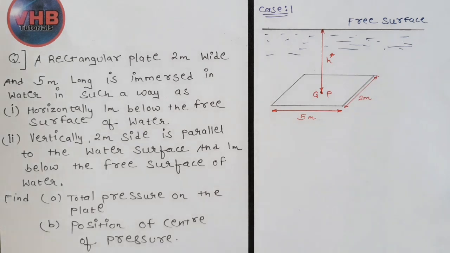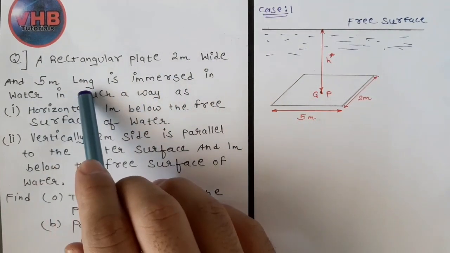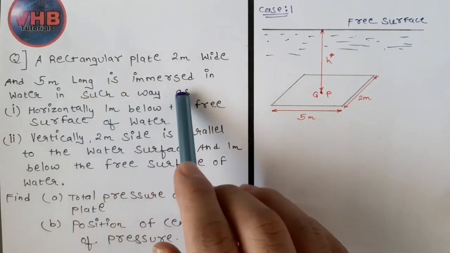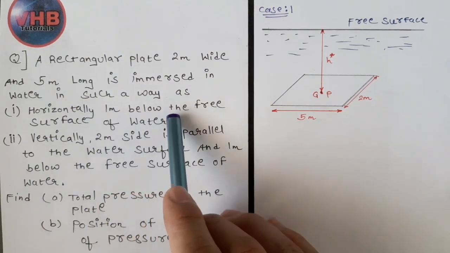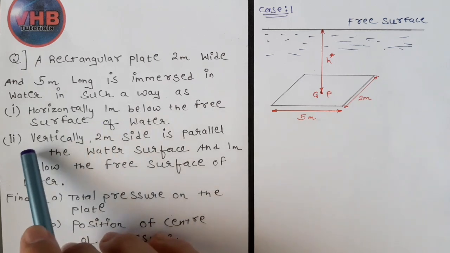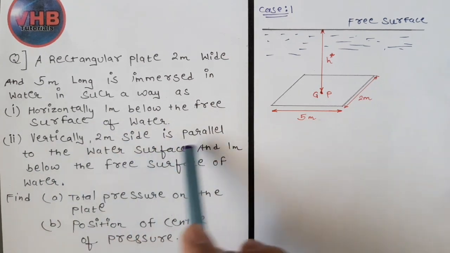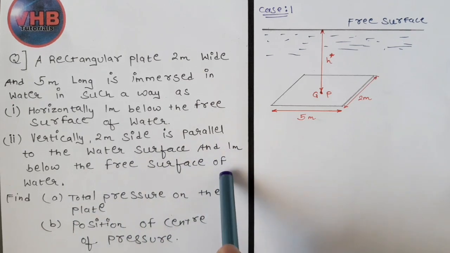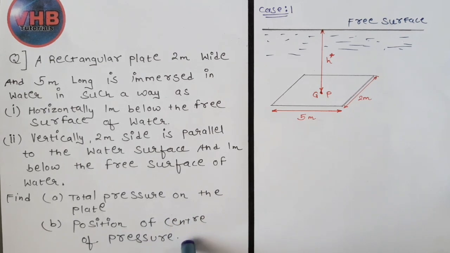So the first numerical is: a rectangular plate 2 meter wide and 5 meter long is immersed in water in such a way as, case 1, horizontally 1 meter below the free surface of the water; case 2, vertically, with the 2 meter side parallel to the water surface and 1 meter below the free surface of water. Find first the total pressure on the plate and second the position of the center of pressure.